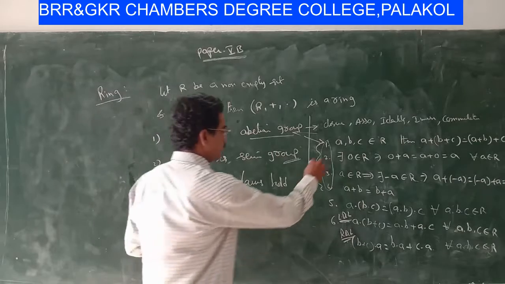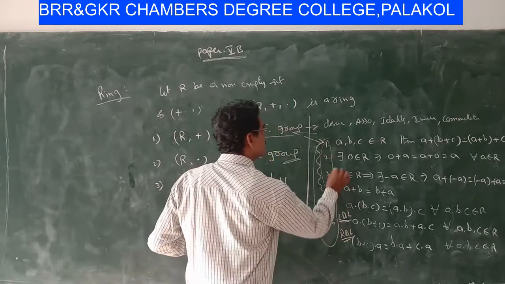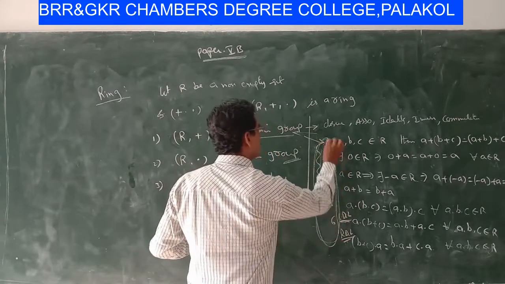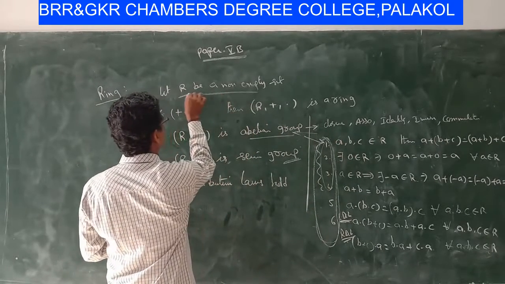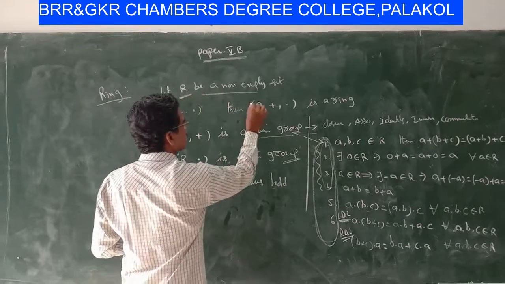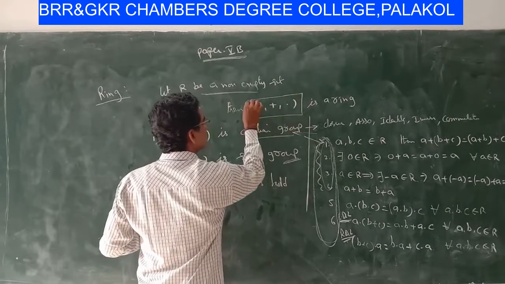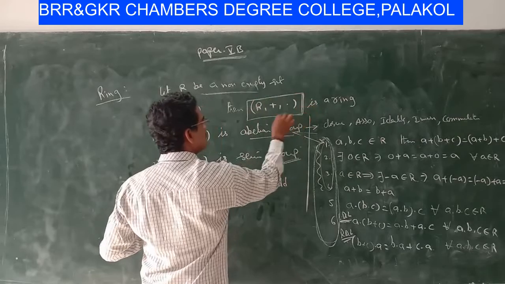Okay, so if these conditions are satisfied, then a non-empty set R, that means R, plus, dot is a ring.